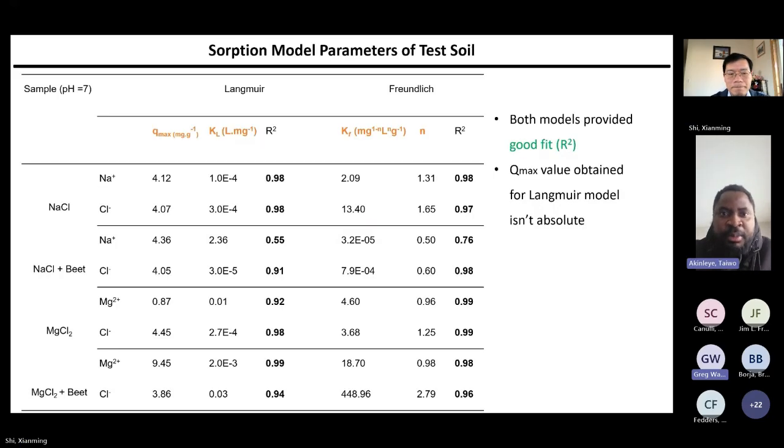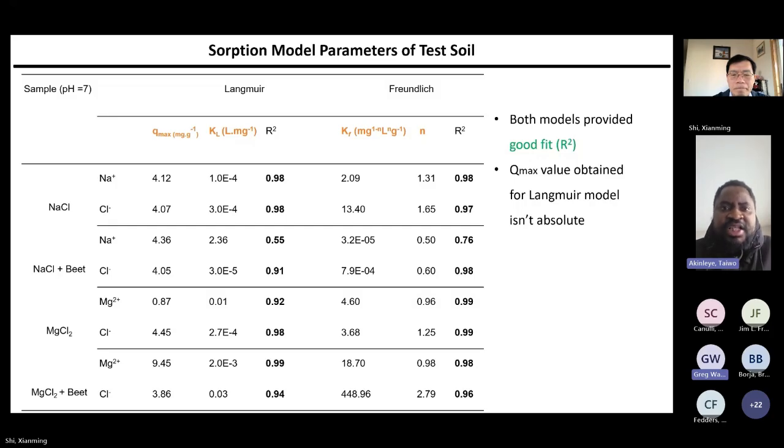While this is a complex table to digest, I'll just point out the most important thing: using our sorption isotherm models to fit our data points, we got a very good fit, which is an R-squared value that shows how well your data fits this model. We got a very good fit to our models, which makes our data quite reliable for interpretation.